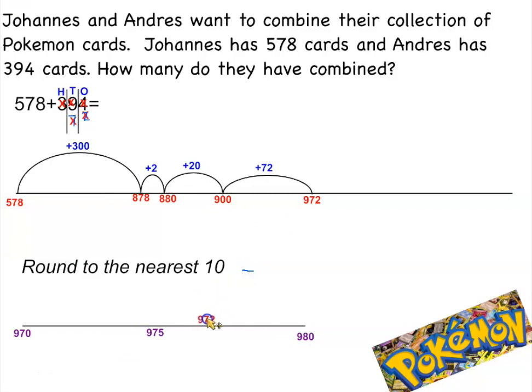If I put it on this side, well, it's not going to fit because 975 is bigger than 972. So I'm going to have to go over here. If I'm at 970, 972 is really close. So in looking at that, I can see that 972 would be rounding to the nearest 10 back to 970. I can tell that because it is much closer to 970 than it is to 980.